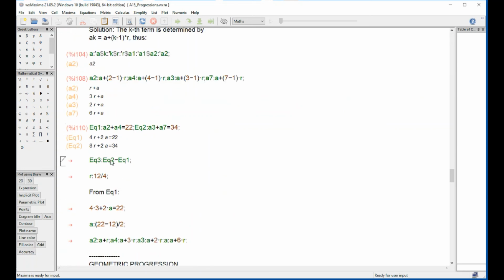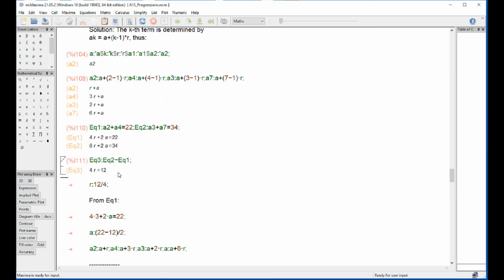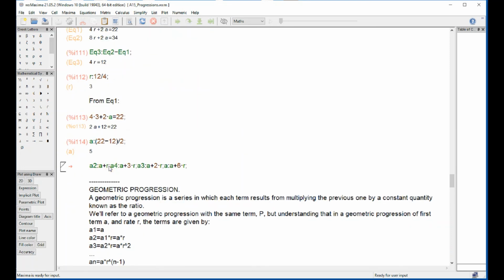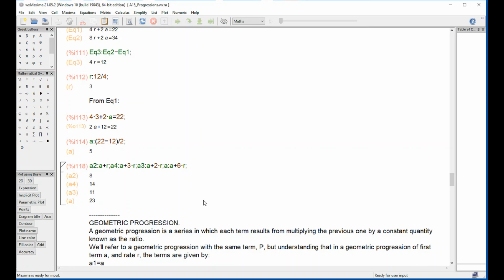And I have an equation with 2 unknowns. If I actually subtract that from that one, I can get r equal to 12/4. And from this equation, I find a equal to 5. And those terms are 8, 14, 11, and 23.